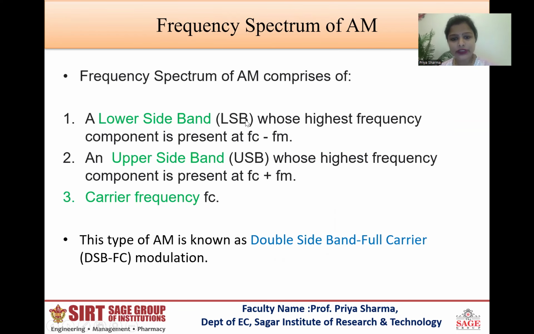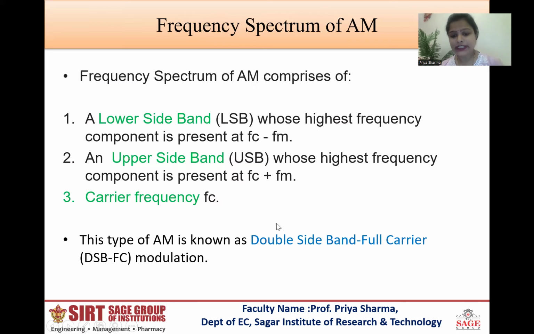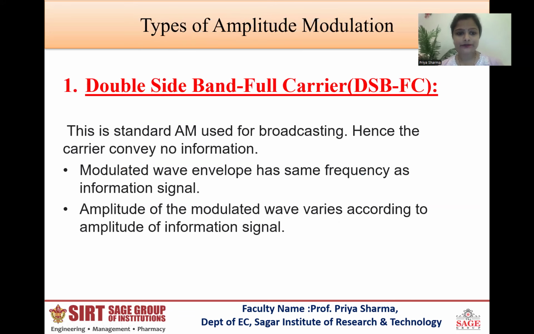As I have told you, it consists of three components: a lower sideband with highest frequency component fc − fm, an upper sideband with highest frequency component fc + fm, and a carrier frequency. Now, as I have told you, it is known as double-sideband full carrier. Why? Because it contains two sidebands, an upper sideband and a lower sideband, so double sideband with the full carrier. That is why it is known as double-sideband full carrier modulation. I think now it is clear why it is known as this.